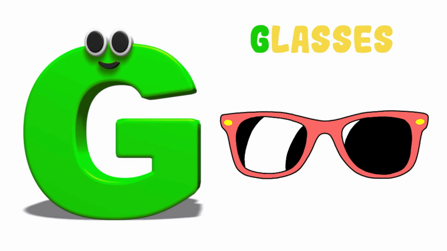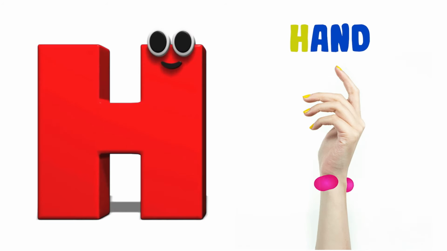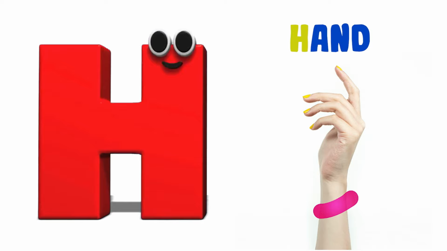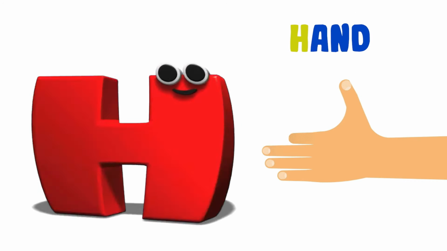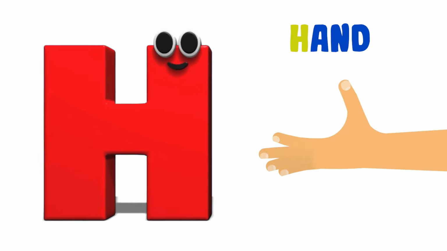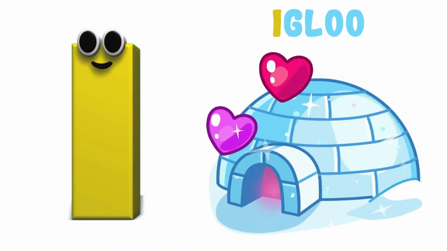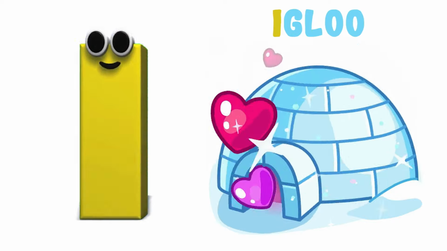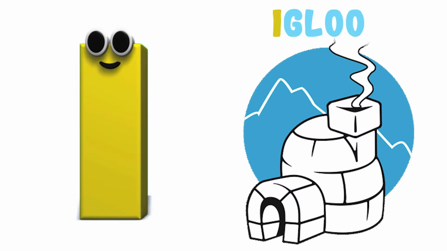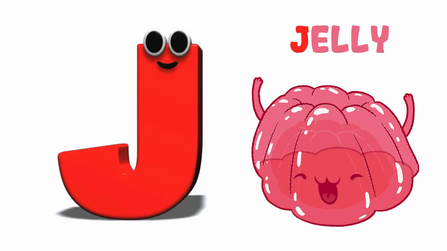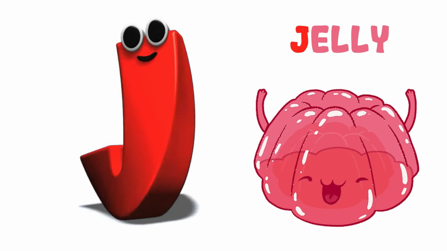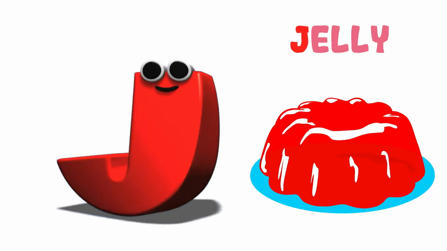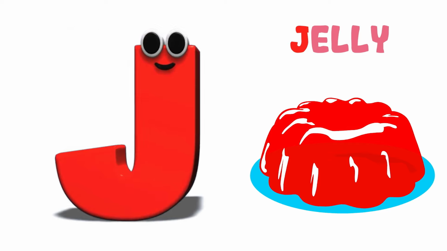G, glasses. H is for hand. I is for igloo, I, I, igloo. I, igloo. J is for jelly, j, j, jelly. J, jelly.